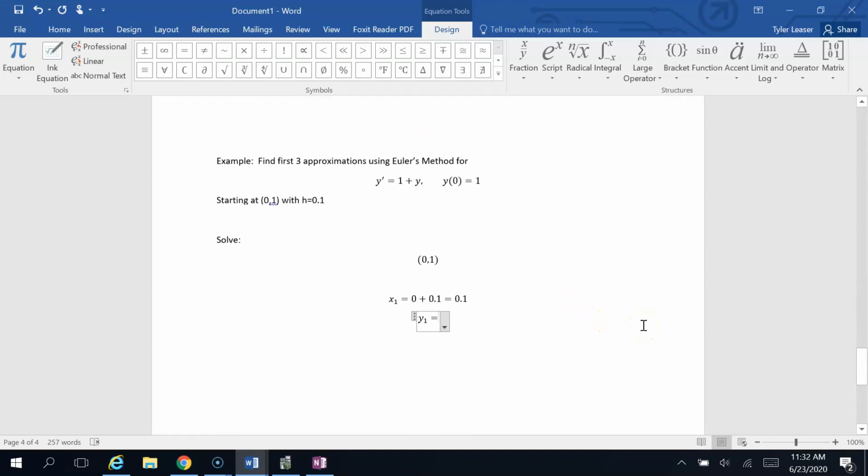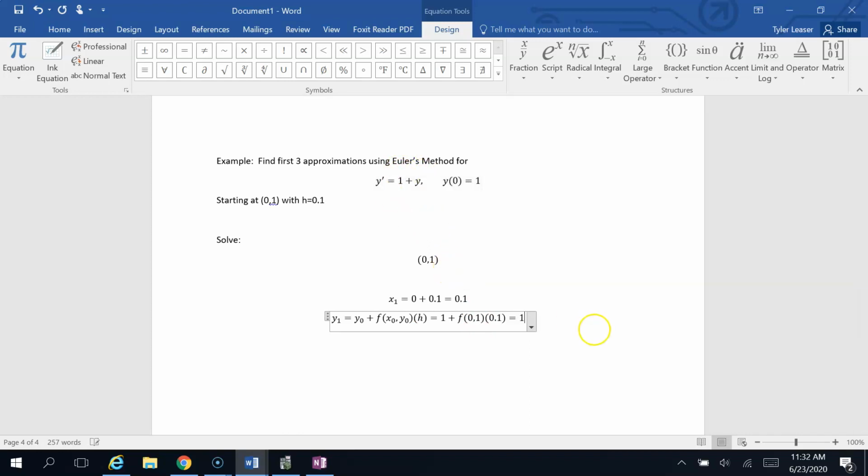It's going to be the previous value plus plugging the previous point into the function, the differential equation, times that step size. All right, so for us, the previous y value was 1 plus, so we'll write this out again. We're just going to be plugging the ordered pair (0, 1) into the differential equation. That's going to be times the step size, which is 0.1. So this f of (0, 1) here means plugging (0, 1) into the right-hand side, 1 plus y.